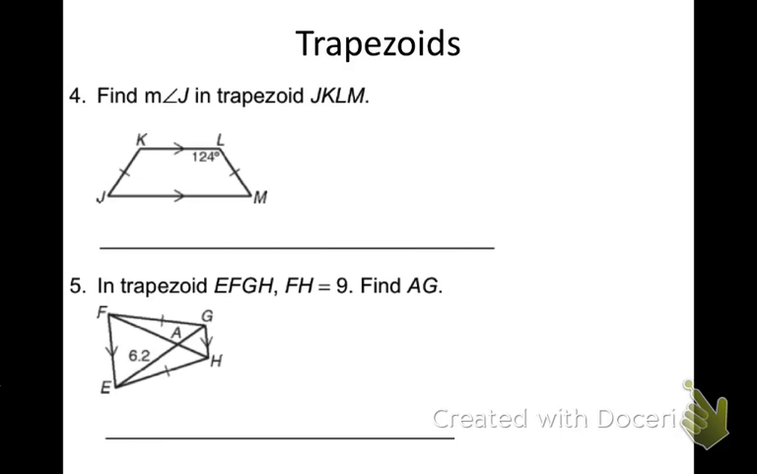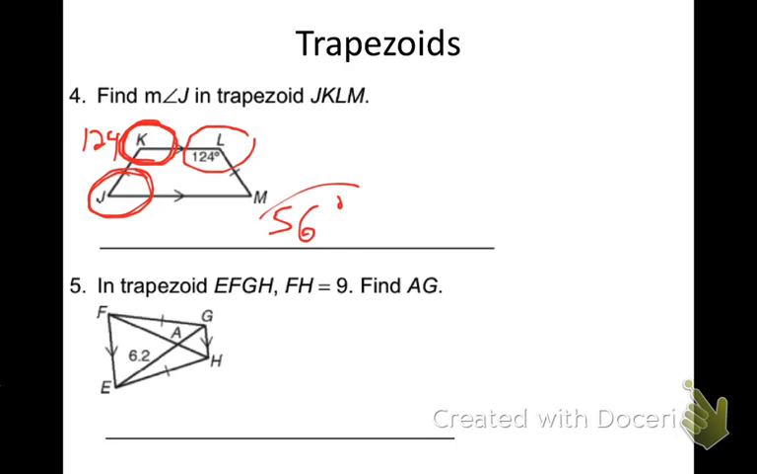In the trapezoids here, number 4. Find the measure of angle J in trapezoid JKLM. So if I look here, this is an isosceles trapezoid. Isosceles meaning that the sides are congruent. Okay. So if angle L is 124, what's angle K going to be? 124. Which means what's angle J going to be then? 56 degrees. How'd you find that, Drew? Yep, 180 minus 124. Same side interior angles add up to 180. Nice job.